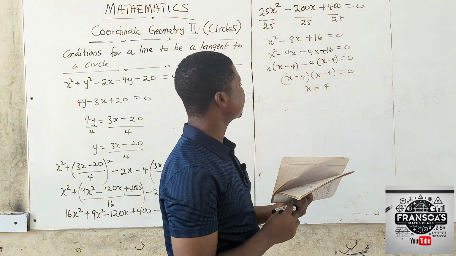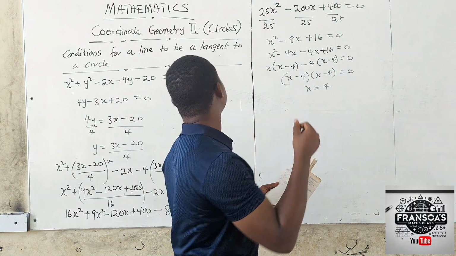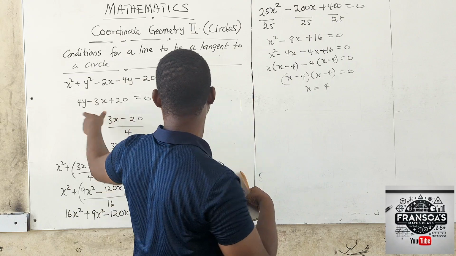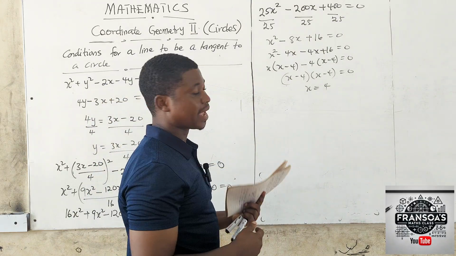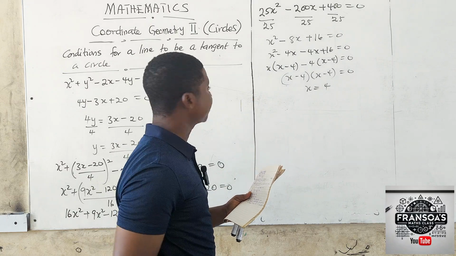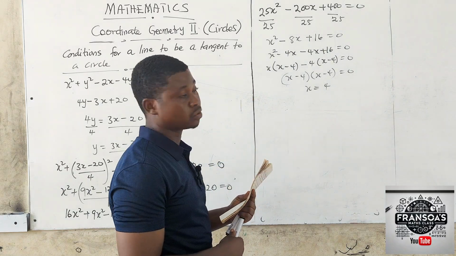x equal to 4. Since we are having a repeated root, it means that this line is a tangent to the circle x squared plus y squared minus 2x minus 4y minus 20 equal to 0.